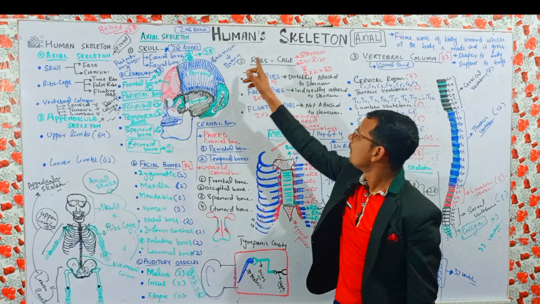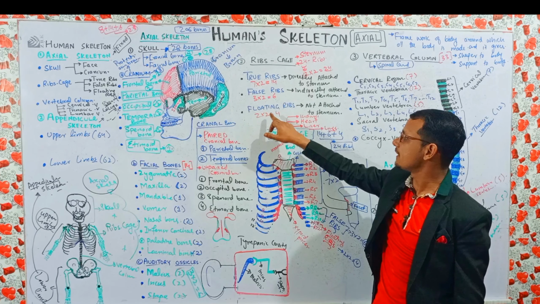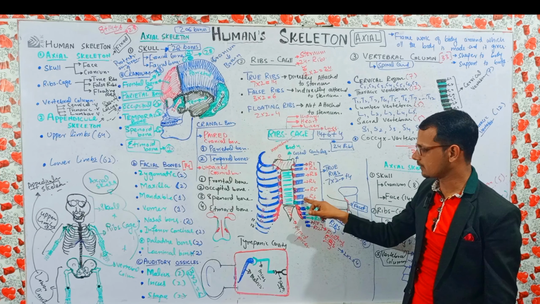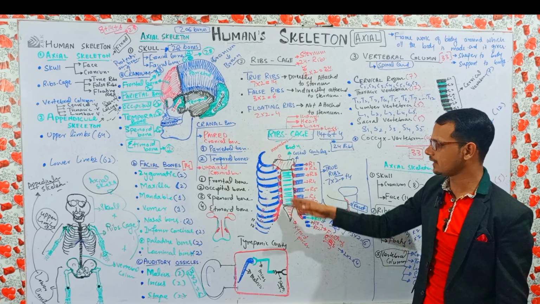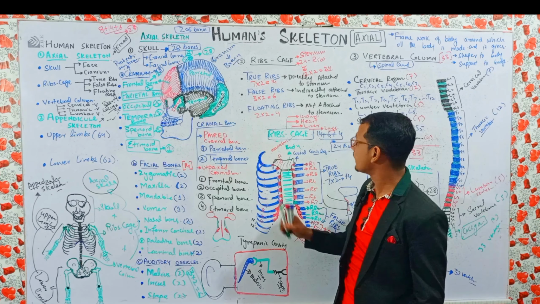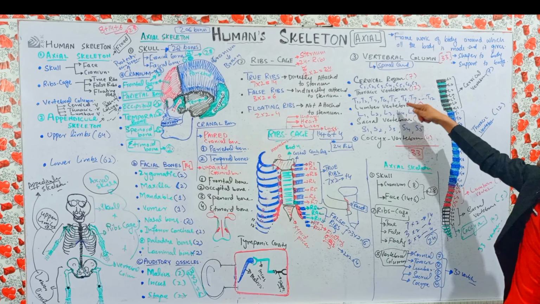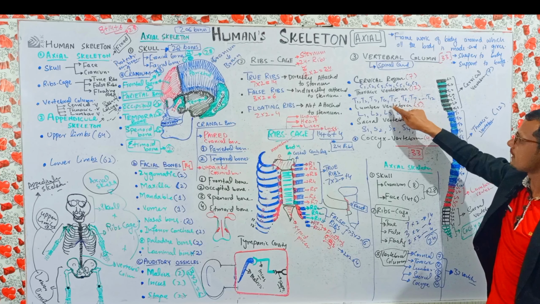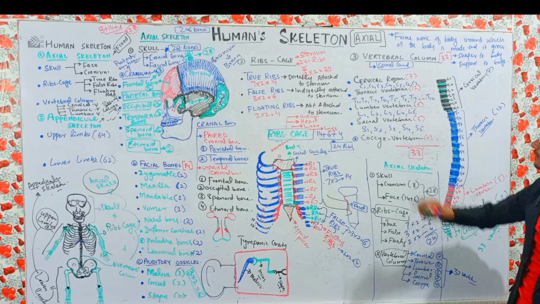In the rib cage, we have three types of ribs: the true ribs, false ribs, and floating ribs. The true ribs are directly attached to the sternum. The false ribs are indirectly attached to the sternum, and the floating ribs end blindly and are not attached to the sternum. Right. Next is the vertebral column. The vertebral column is divided into 5 regions and composed of 33 vertebrae: the cervical, thoracic, lumbar, sacral, and coccyx vertebrae.